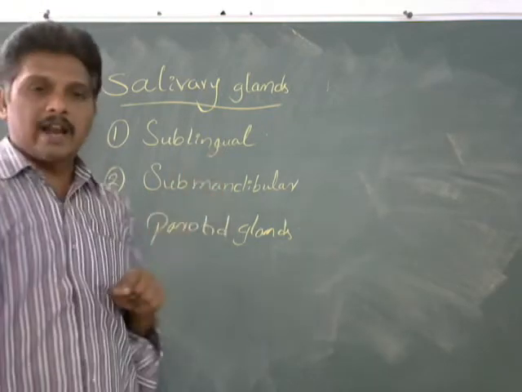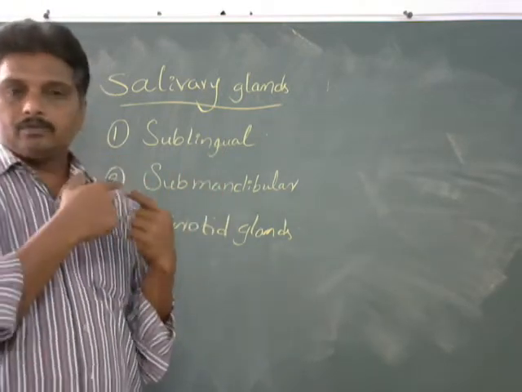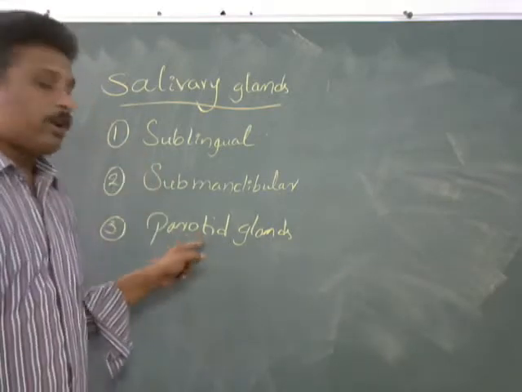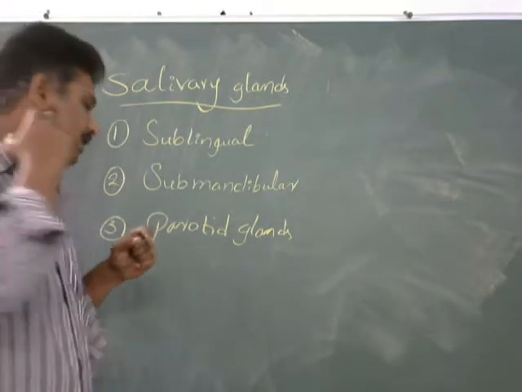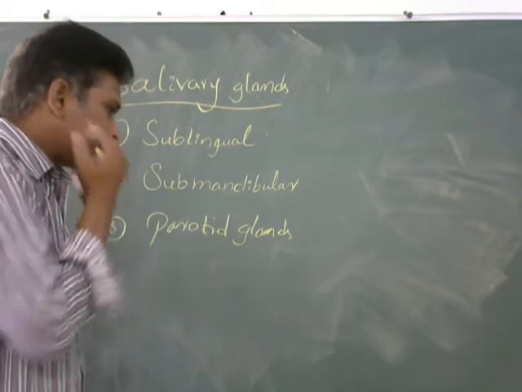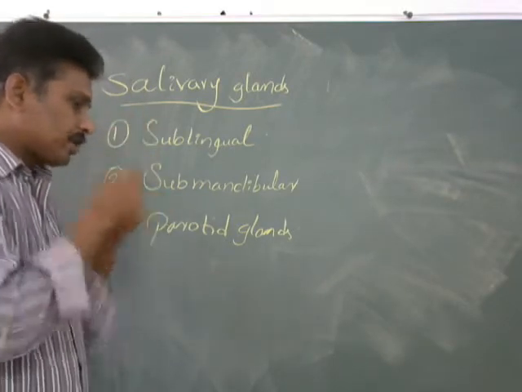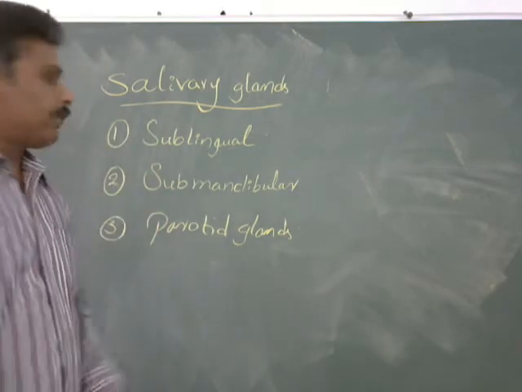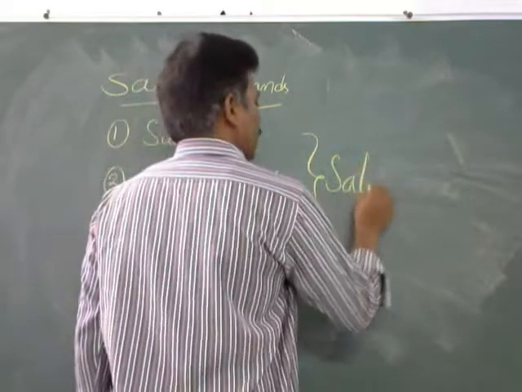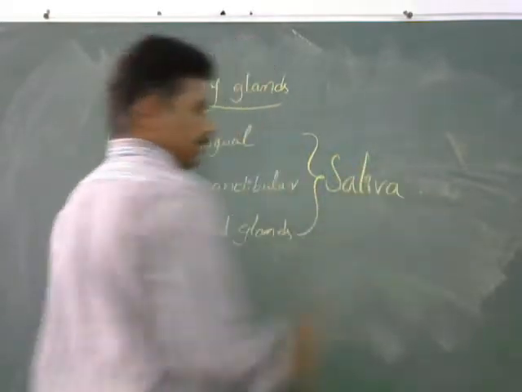The first two types of glands are present one pair, one on each side. Next, parotid glands are present near the ears at the joints of the jaw. From there, ducts, tube-like structures, open into the oral cavity. These three combinedly secrete a material called saliva.